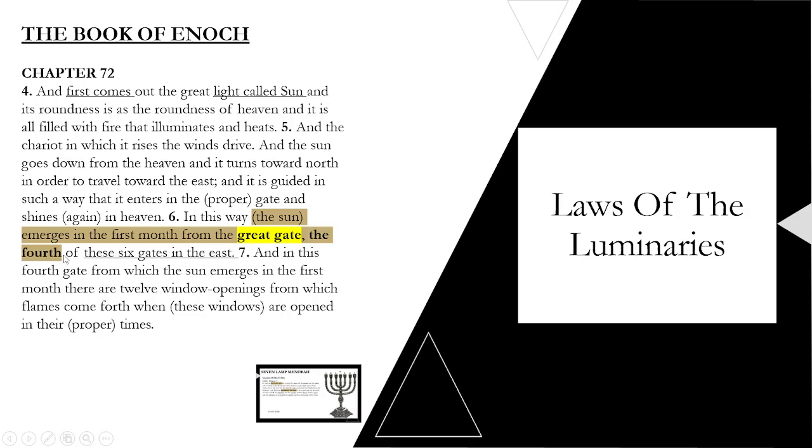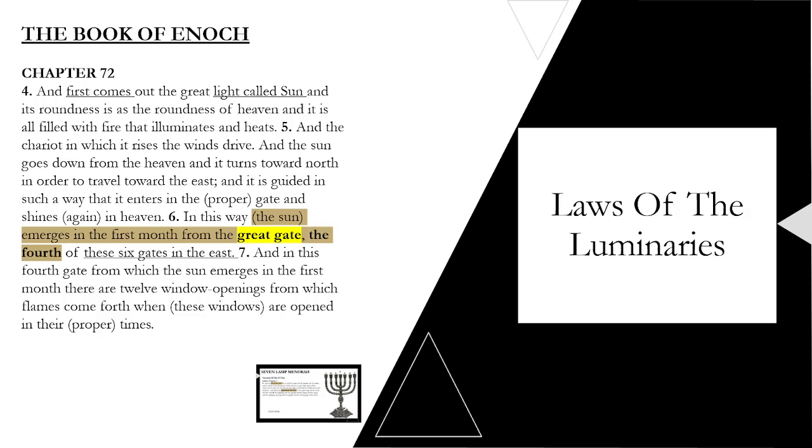So when the month begins, which is March, because remember, Yahuwah begins his calendar in the springtime when things are being born and blooming. Okay, so the first month is March, and the sun, called the bright luminary, is called the great illuminary. It comes through the great gate, which is the fourth gate. It comes through the fourth gate because the sun, moon, and stars were created on the fourth day.